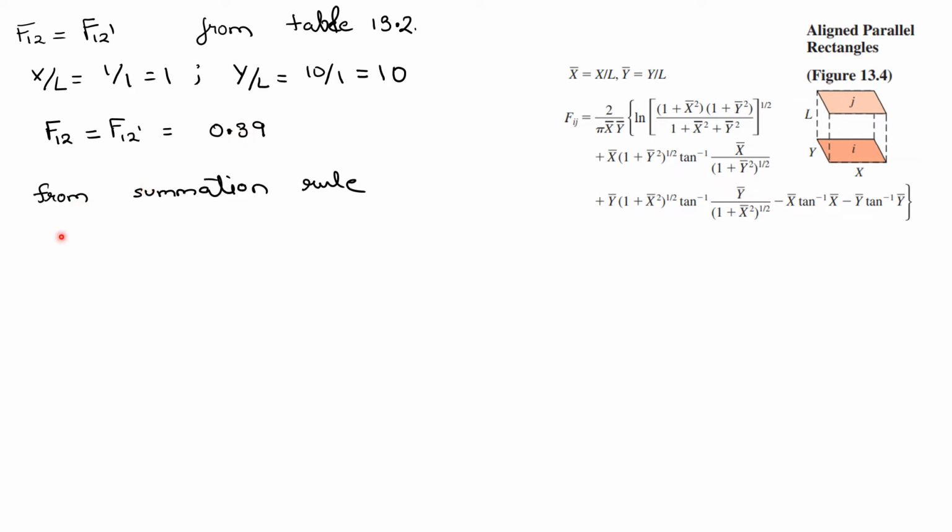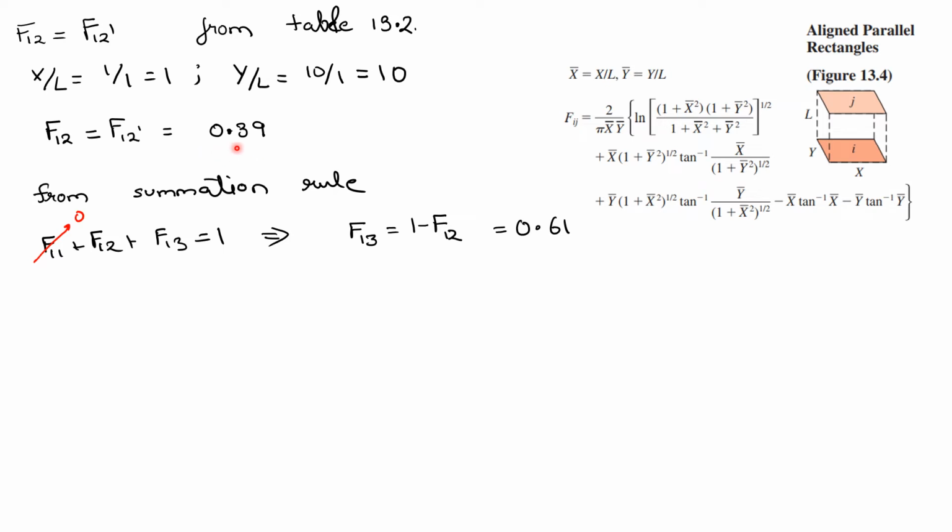So now let's apply the summation rule and see if we can find out the other view factors that we have. So our summation rule states that F11 plus F12 plus F13 equals 1. We know F11 is 0. We've already established that. So our F13, which is an unknown, can be written as 1 minus F12, which is equal to 0.61.